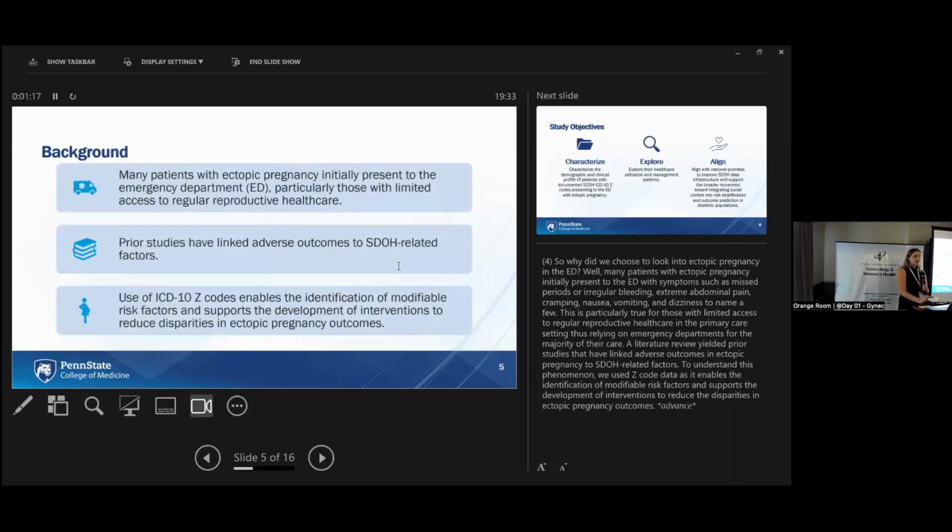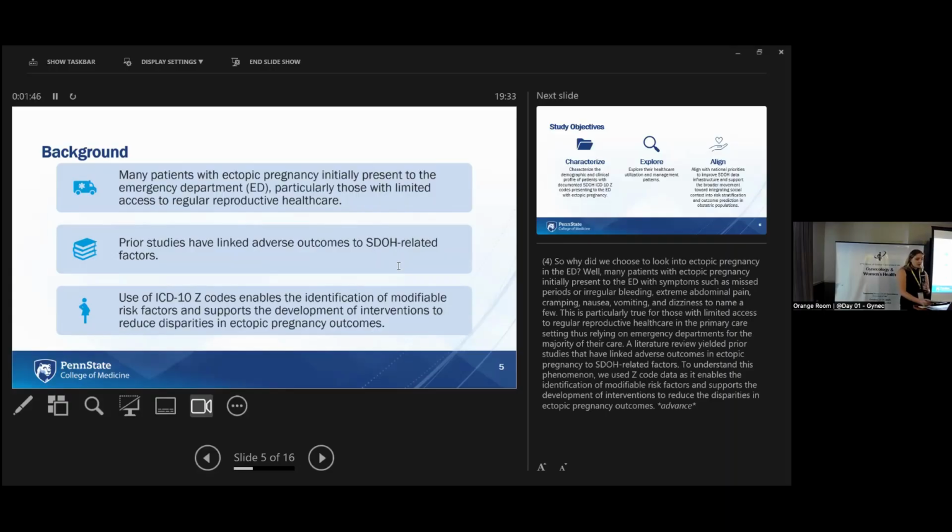So why did we choose to look into ectopic pregnancy this time? Similarly to salpingitis and nephritis, many of the patients coming to the ED present with symptoms such as missed periods, irregular bleeding, extreme abdominal pain, cramping, nausea, vomiting, and dizziness, a very similar presentation. This is particularly true for those with limited access to primary care and those who rely on emergency care settings for the majority of their care.